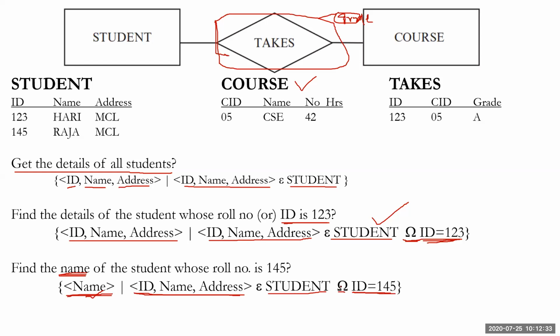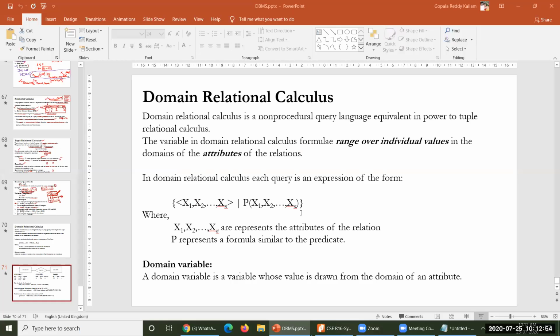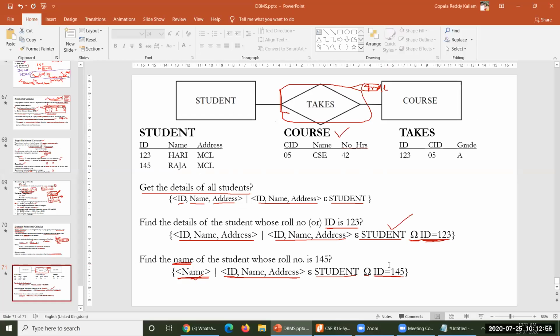In this way, you have to specify. Okay, these are the three different kinds of syntaxes you have to use to depict the examples of domain relational calculus. So this is what domain relational calculus is, and in this way you could specify your domain relational calculus in your theoretical part.